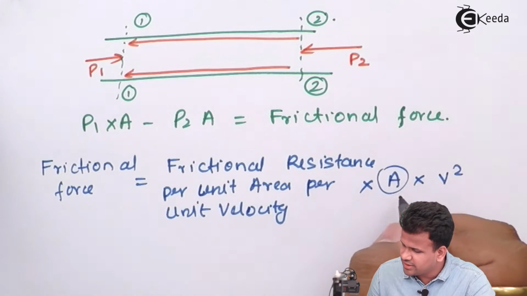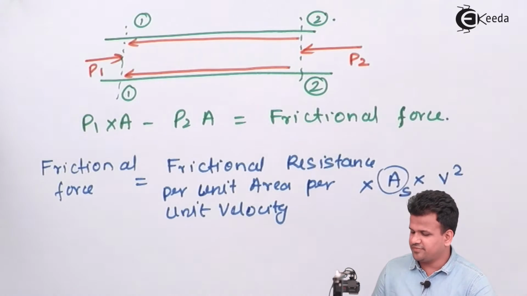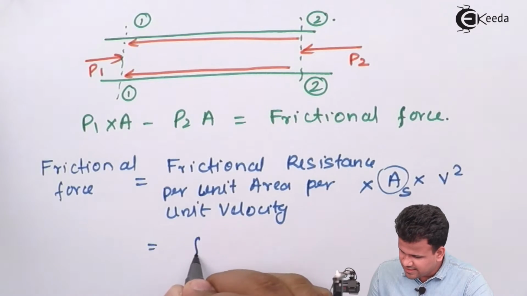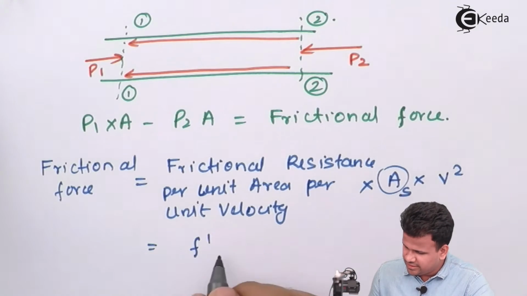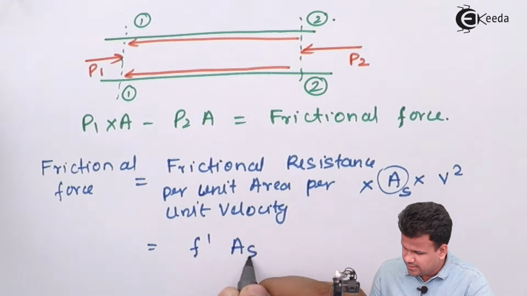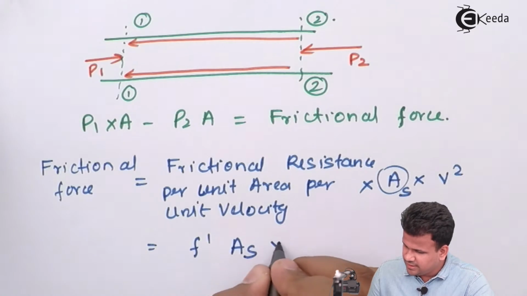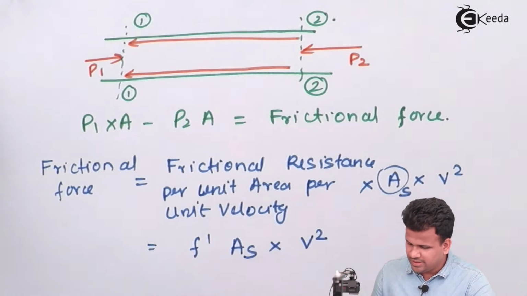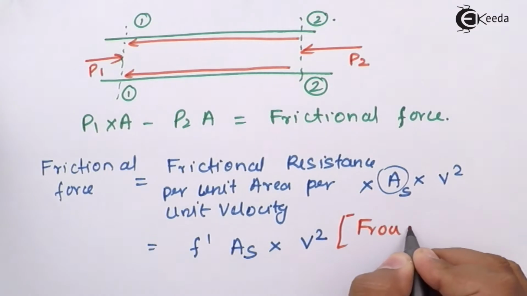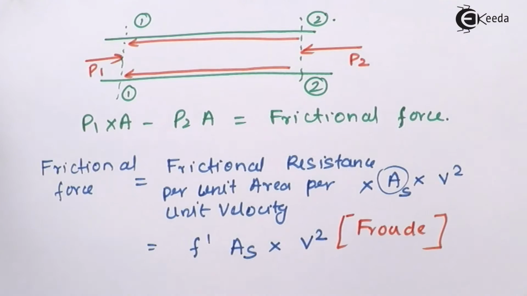Rather, this is not the area of cross section, this is the surface area. Now this coefficient is given as F dash. The area of cross section is surface area into the velocity square. Now this equation was given by a scientist called Freud. Now this equation is Freud's equation of friction.